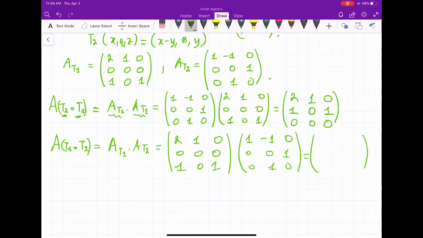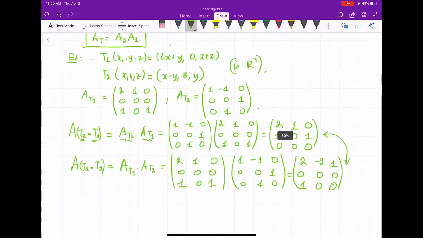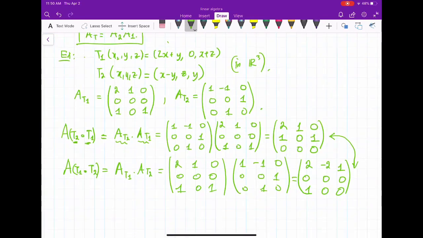And when you multiply them, you get the first row with the first column is 2. First row with the second is negative 2. The first row with the last is 1. The second row is just 0, 0, 0. The last one is 1 right here. And then 0 and 0. So you see, they are different, right? Of course, because matrix multiplication is not commutative. All right? So, you know, the composition of two linear transformations can be realized using matrix multiplication.